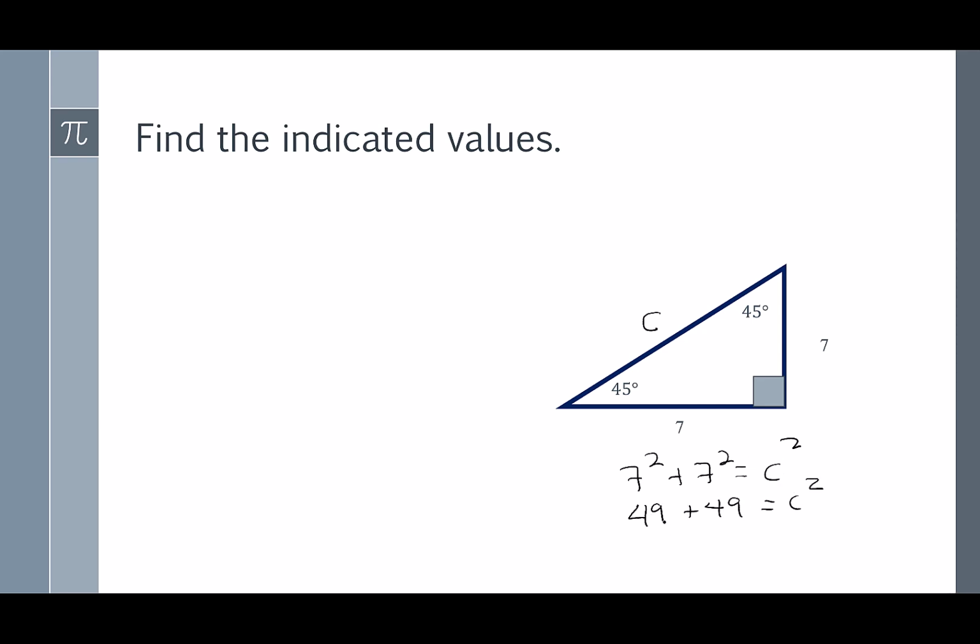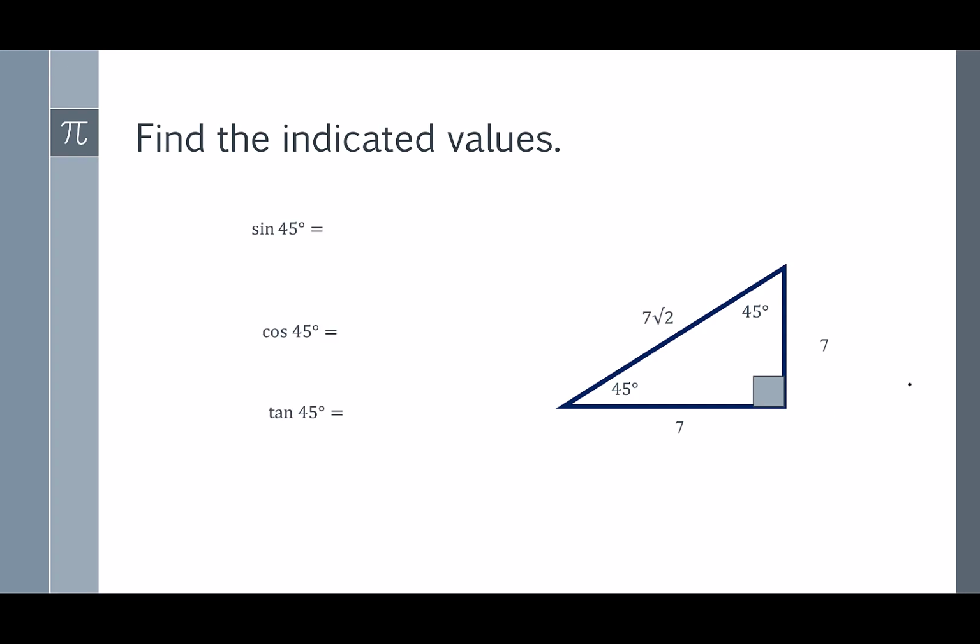I'm going to write this in an unusual way. Instead of saying 49 and 49 is 98, I'm going to say 49 and 49 is 2 times 49. This helps me when I go to find the square root. I take the square root of 2 times 49, I take the square root of c squared. The square root of 2 is an irrational number, so I can't simplify it. But the square root of 49 is 7, so I'm going to write this as 7 square root of 2, and that's going to be equal to c, my hypotenuse.